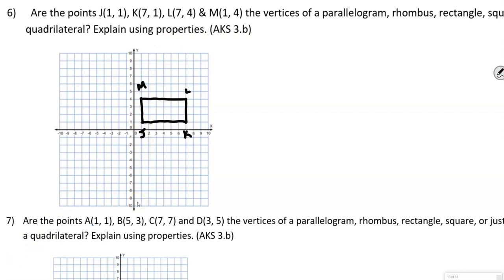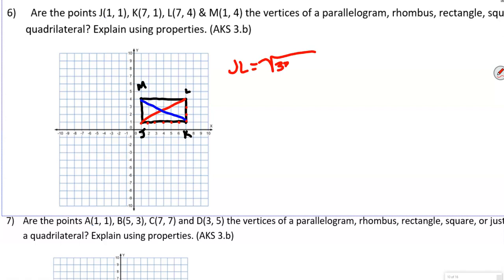So how would we prove that? First of all, a quick way is to look at the diagonals. So we're going to look at these two diagonals right here, JL and MK. If these two diagonals are congruent, then we can say that this is a square, right? So this is 1, 2, 3 tall, and 1, 2, 3, 4, 5, 6 wide, right? So JL is equal to the square root of 3 squared plus 6 squared.